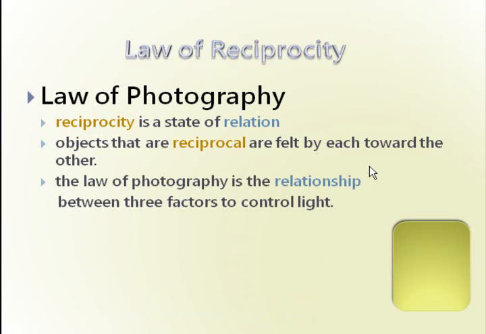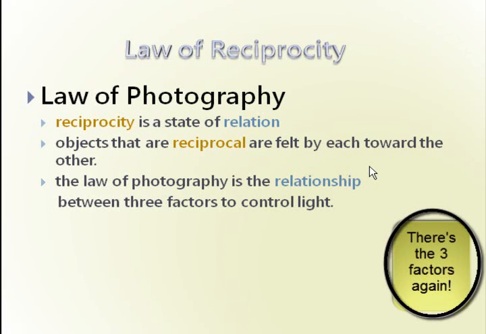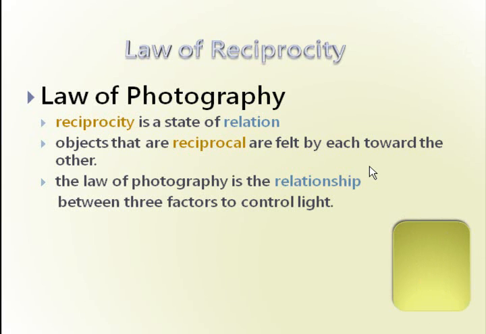The law of photography is the relationship between three factors to control light. There you have it, all rounded up. The law of reciprocity, or the law of photography, is the relationship between the three factors that control light. And we've already learned those three factors, which are ISO, aperture, and shutter speed.